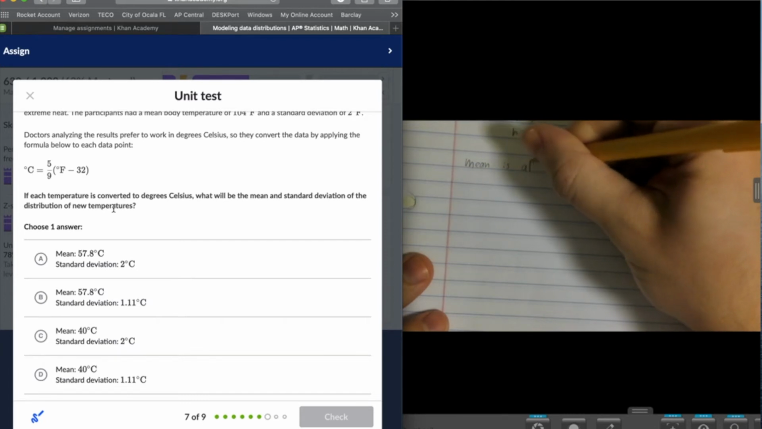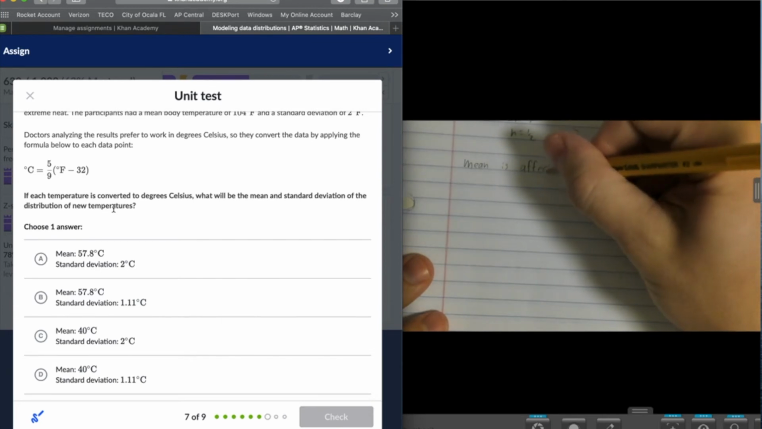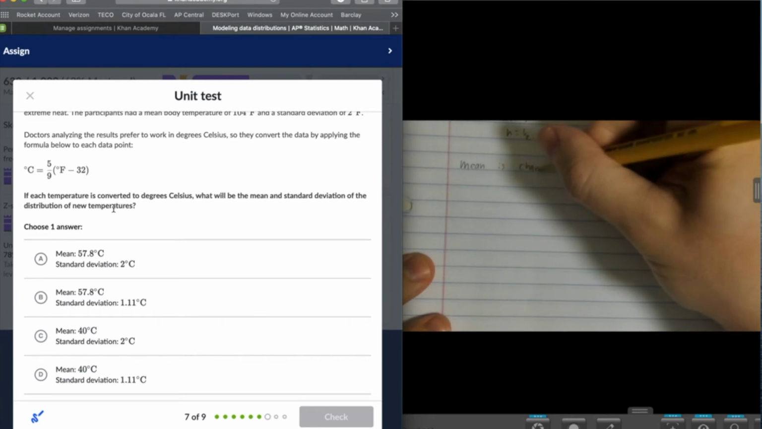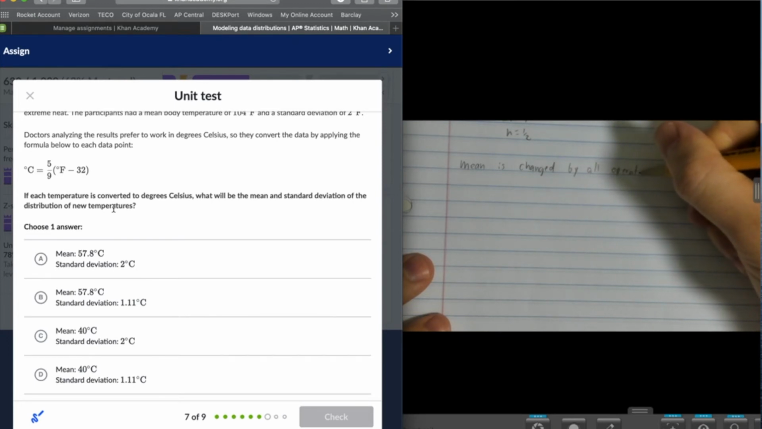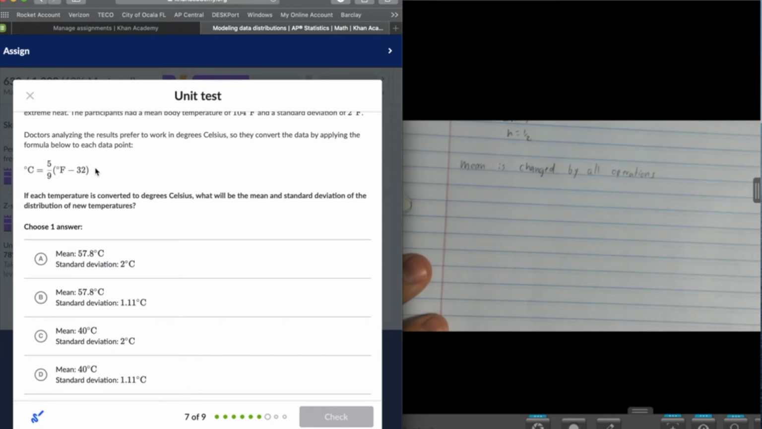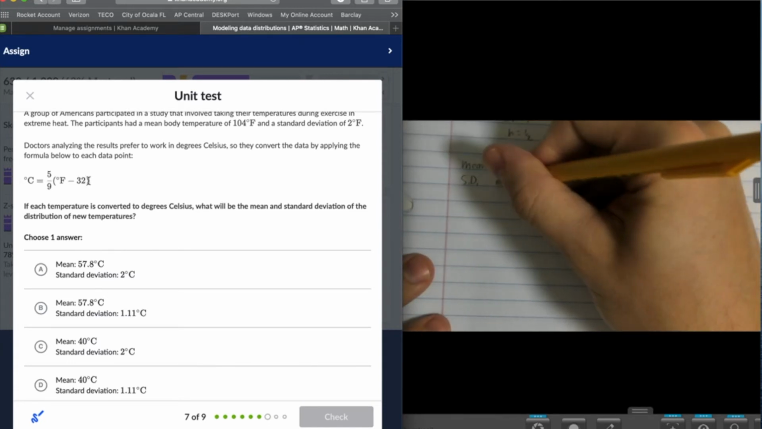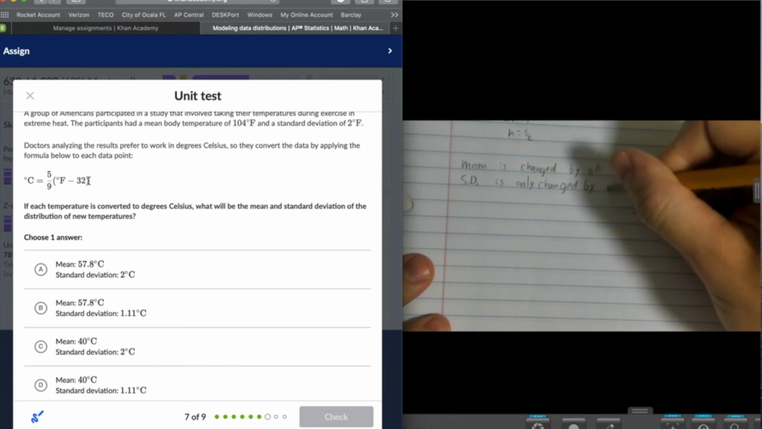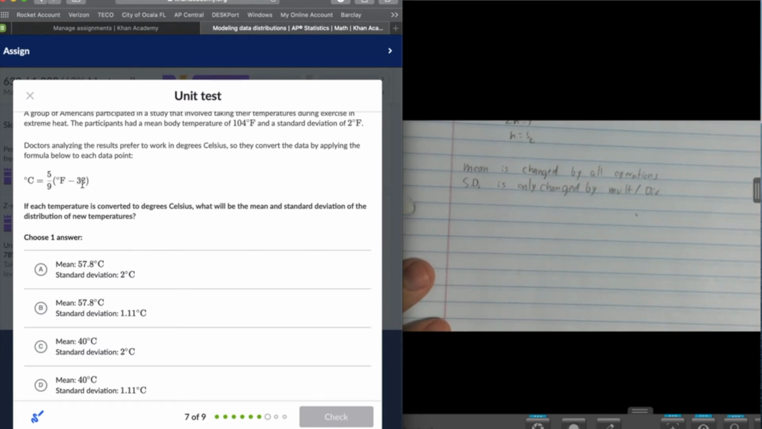And so the mean is, I believe this is the correct way I should use the word. You know what? I'm not even going to worry about it. The mean is changed by all operations. So in other words, we'll have to multiply the Fahrenheit mean by the 5/9 and subtract the 32 in the order that they told us to. But the standard deviation is only changed by multiplication and division. And so that means that -32 isn't going to change anything.